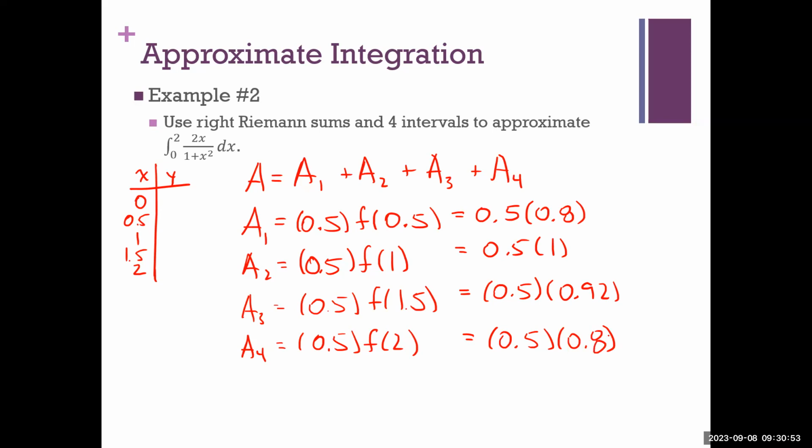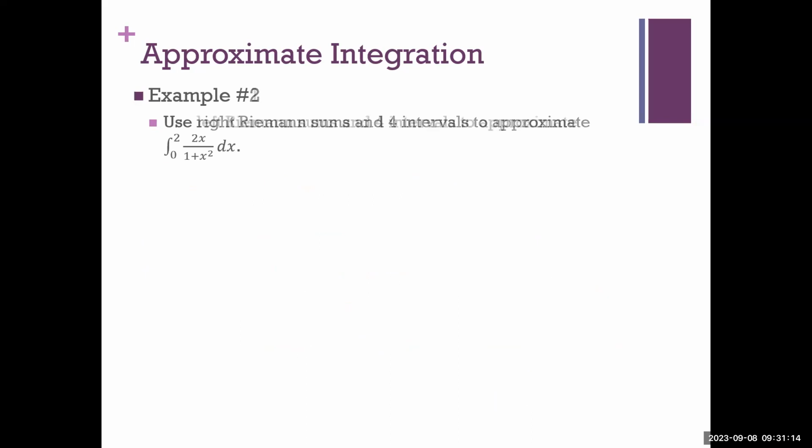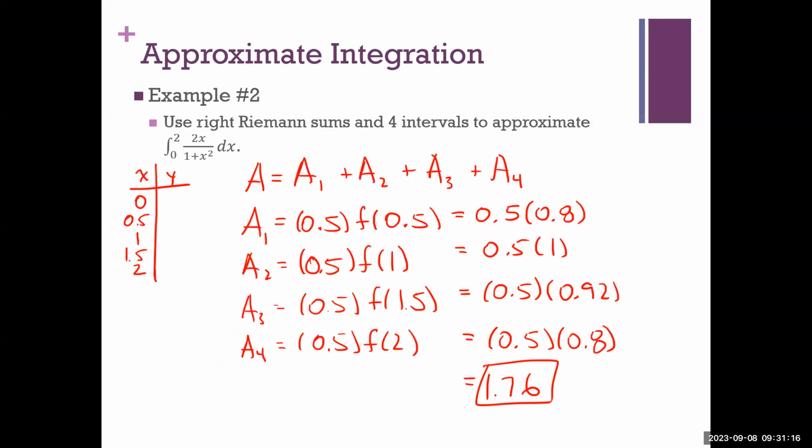Mostly going off of memory, but I think those are the right numbers. Good, okay. So if we add those all up, what do we get? 1.76. I think that's quite a bit larger than what we got for the left sums.